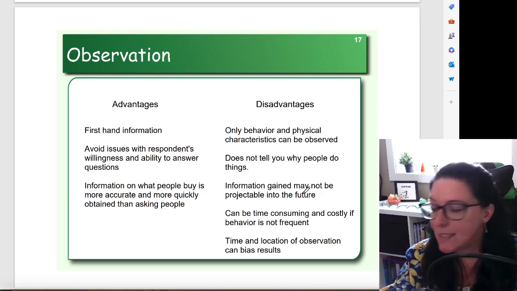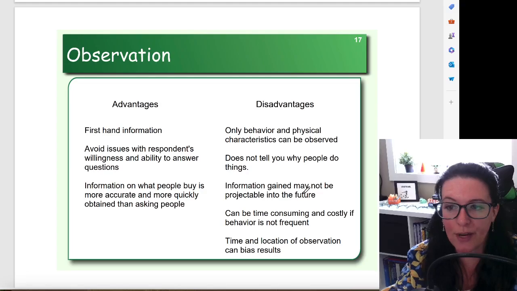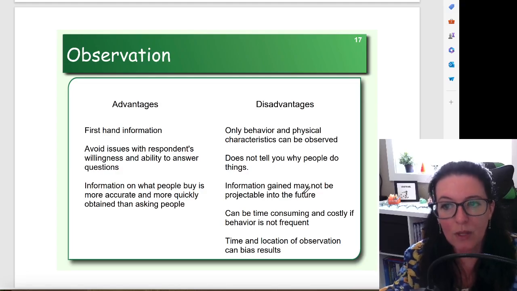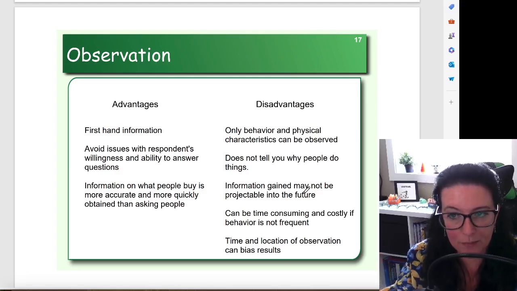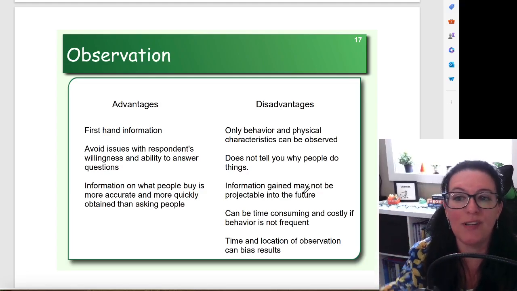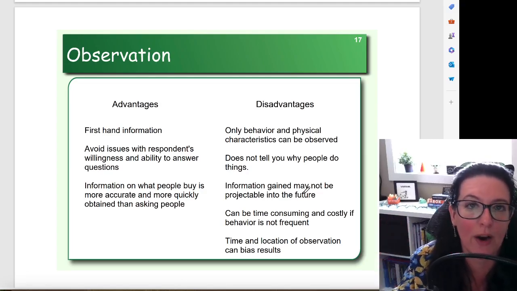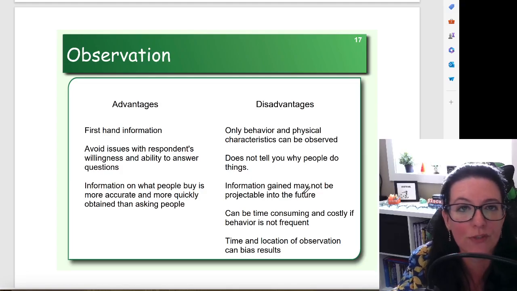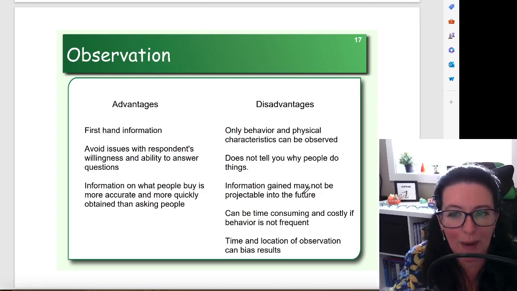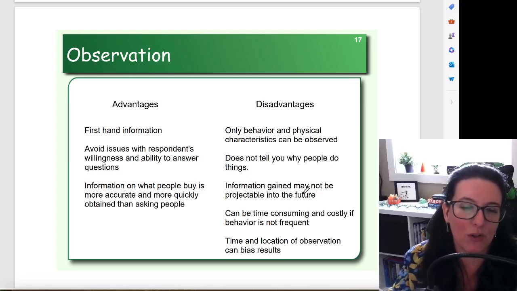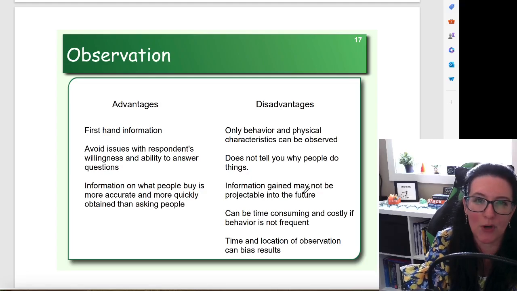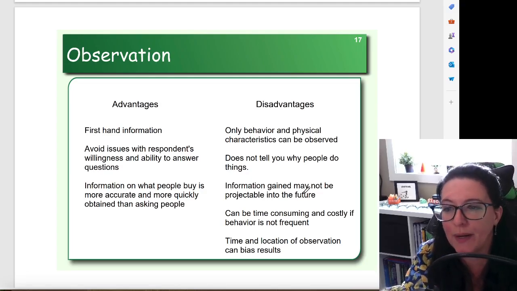The disadvantage, the downside to observational research is that it's only behavior that is done in public, right? So it has to be observable. And it has to be something you can actually see, right? So only behavior and physical characteristics are we really going to observe. We don't get why people are doing things. We don't get what they're thinking about. That we have to get out of alternative methods like interviews. So it doesn't tell you why people are doing things. We're simply observing what they're doing.